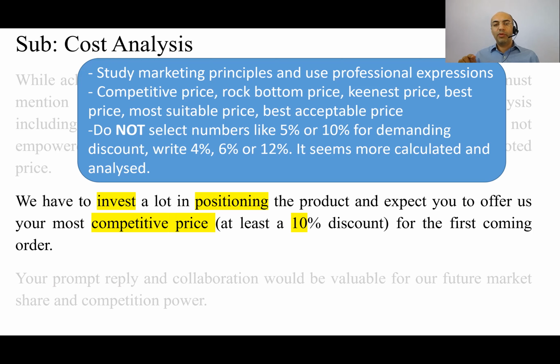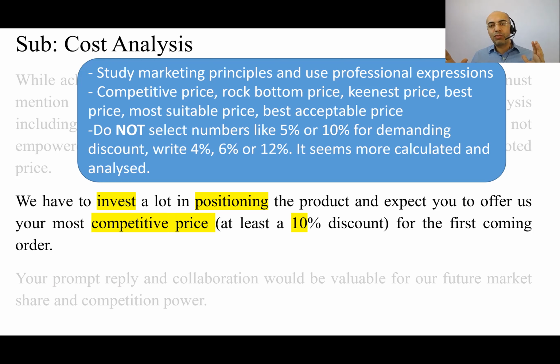So to write or not to write the figure or the percentage of discount depends on your own knowledge and information about the market. But one important point which I would like to emphasize is that I suggest you do not use 5% or 10% or 15%. Do not use rounded numbers. It's better to use 4%, 6%, 6.5%, 9.8%. When you write, I expect you to grant me 10% discount, it means that you have not analyzed it. It's just a try, just an attempt. So it's better to write, we expect you to offer us 11% discount or 9% discount.